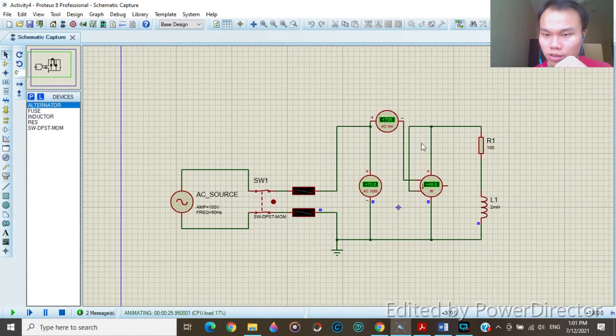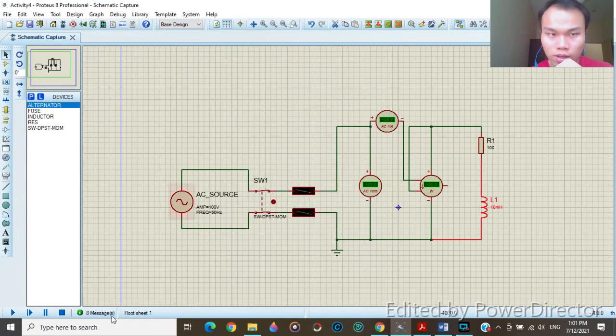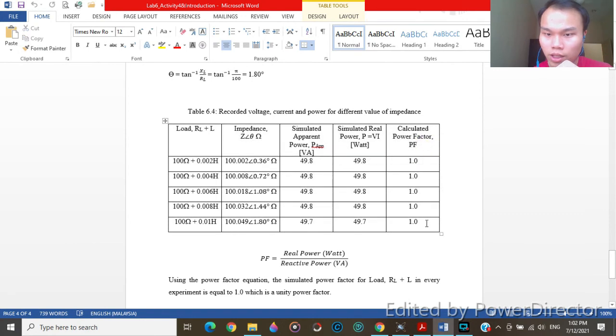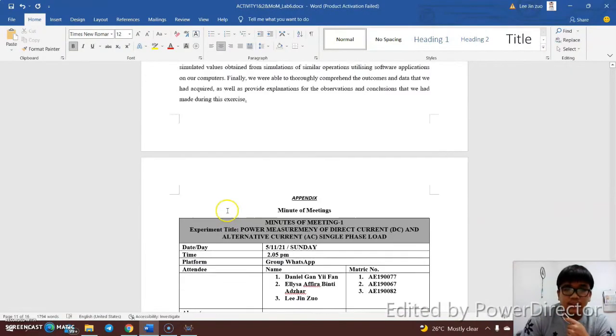When you are using this power measurement over here, I'm going to change my inductor to 10 millihenry. So let's see. Okay, as you can see, nothing much happens for the power over here, and it's also the same over here. So it's almost the same. So I get a power factor of unity, 1.0. Thank you. And next is the conclusion part.